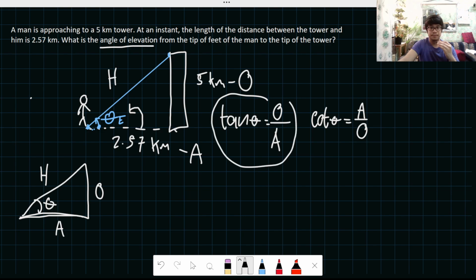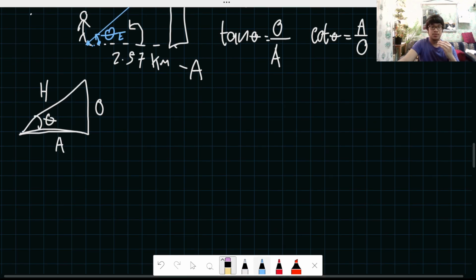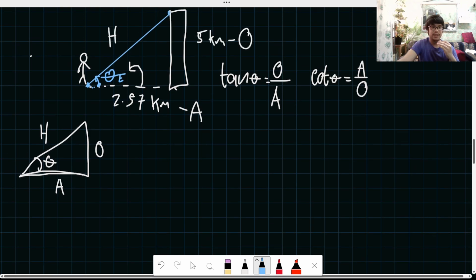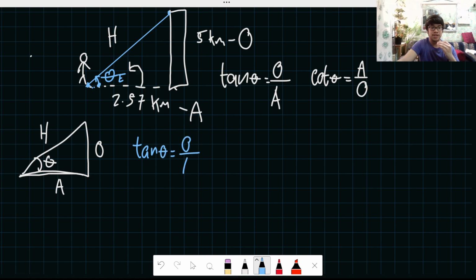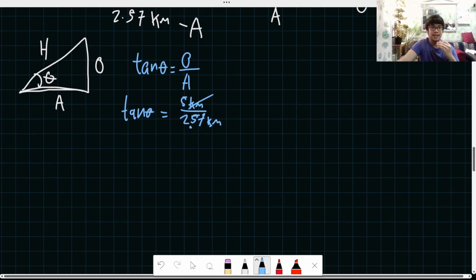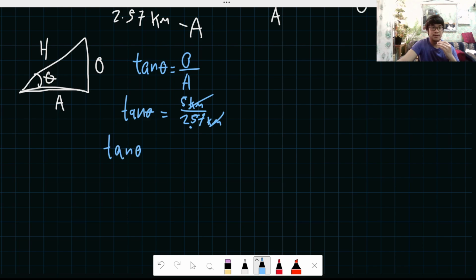Let's use tangent theta. Let me write it here. Tangent theta is equal to opposite all over adjacent. So here, our opposite is once again 5 kilometers all over adjacent, which is 2.57 kilometers. We will cancel out the unit. So what's left is tangent theta is equal to 5 all over 2.57.